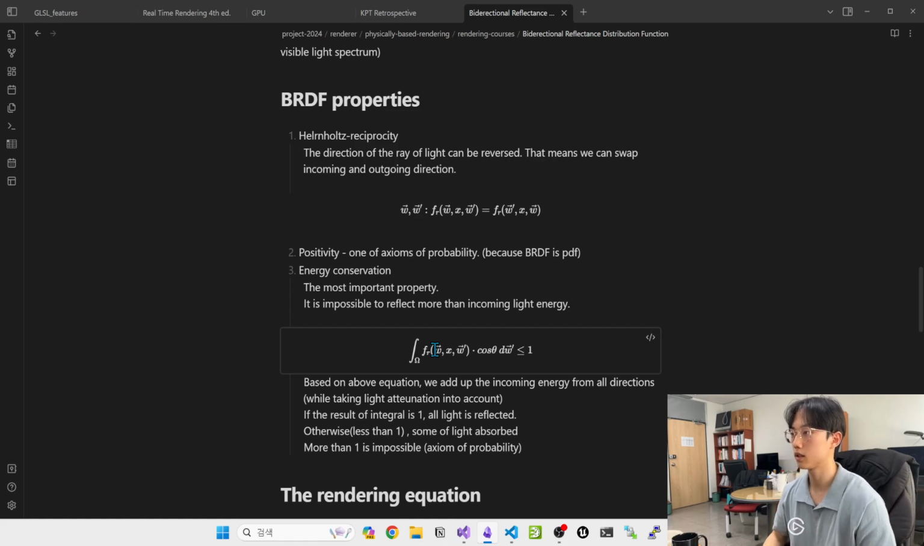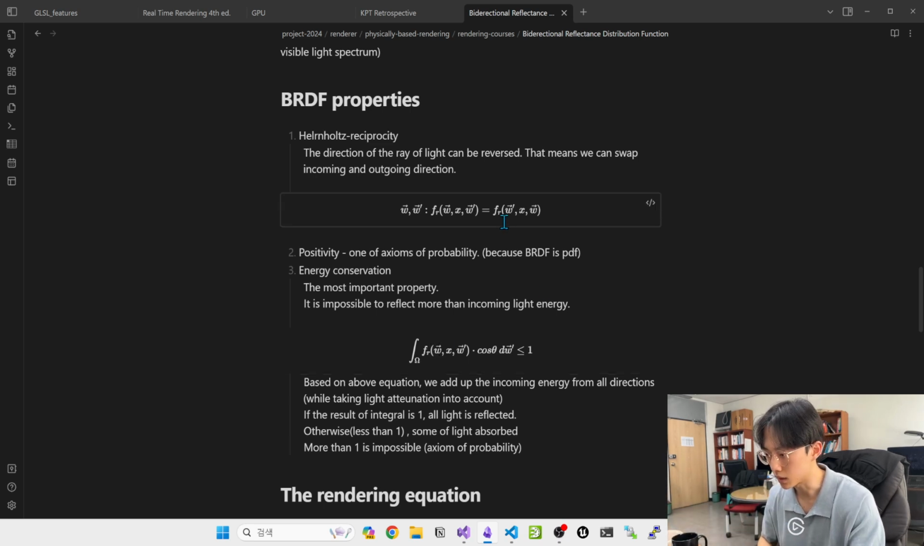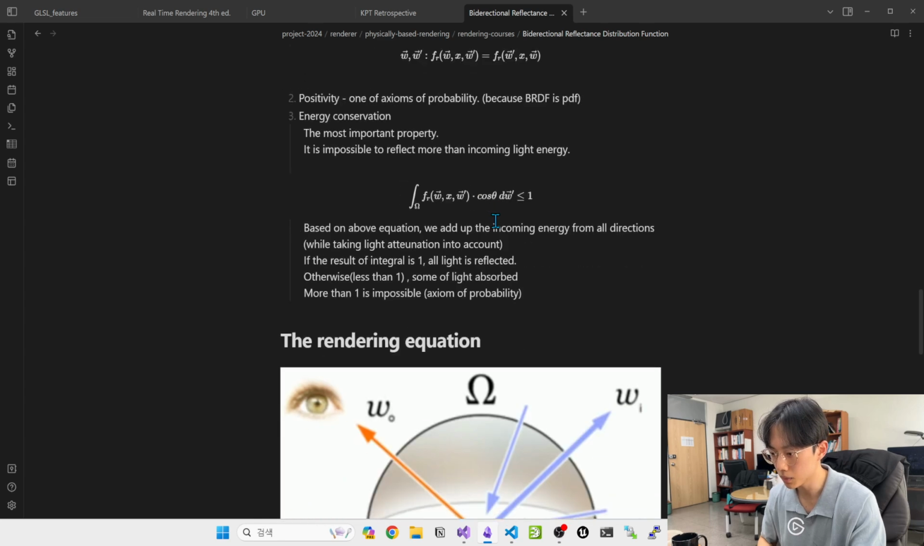So what properties are there in the BRDF? First is reciprocity of the surface. The direction of the ray of light can be reversed. That means we can swap the incoming direction and the outgoing direction. The equation is written below.